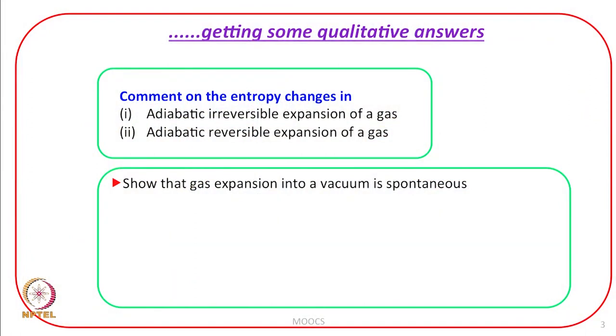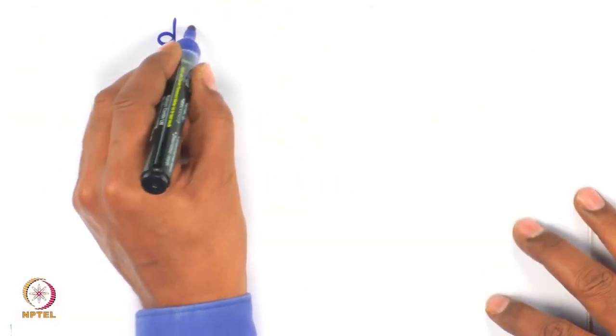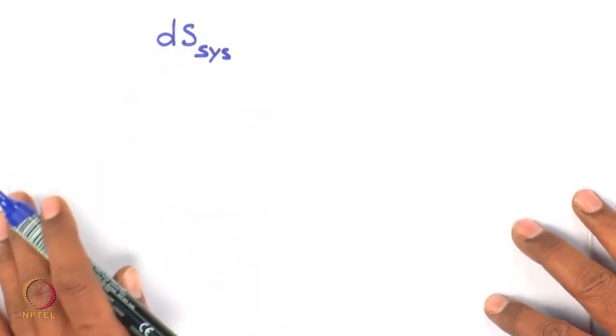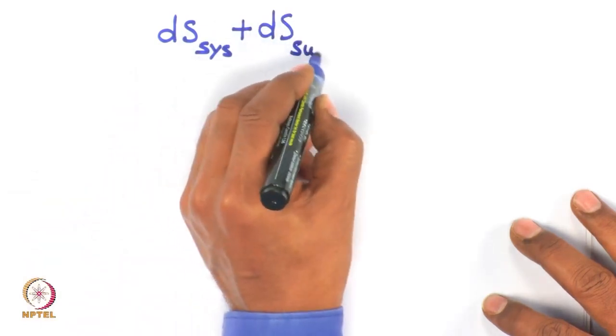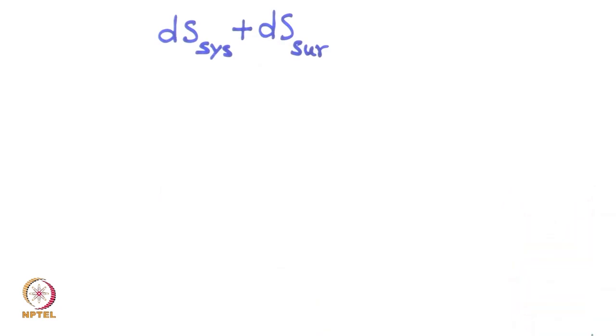Let us move ahead and prove again by Clausius inequality that the gas expansion into vacuum is spontaneous. How do we approach that? Spontaneity in terms of entropy will be commented upon based on the entropy change in the system plus entropy change in the surrounding. If we want to comment on the spontaneity of a process in terms of the second law of thermodynamics, we must calculate the entropy change in the system and the entropy change in the surrounding. And if that turns out to be positive, then the process is spontaneous. So, here the question is to show that gas expansion into vacuum is spontaneous.